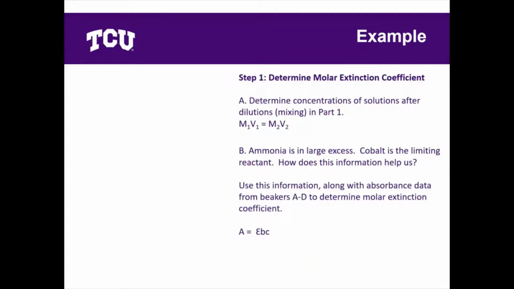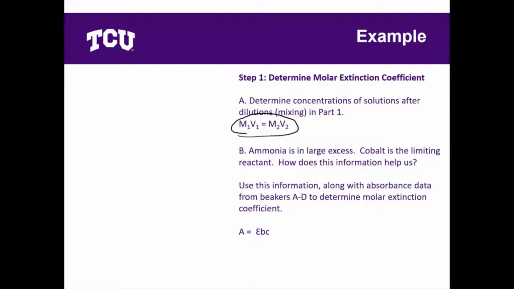Step 1 is determining your molar extinction coefficient. You're going to have to do this as well. First thing to do is determine the concentrations of solutions after dilutions, so after mixing in part 1. In part 1, you're going to take 3 different things and mix them together. You're going to have iron, thiocyanate, and nitric acid. I give you all of the volumes that you're going to use, and I give you their initial concentrations. You need to calculate their concentrations after mixing, because you're going to use M1V1 equals M2V2 to do that calculation, but you need that value, okay?